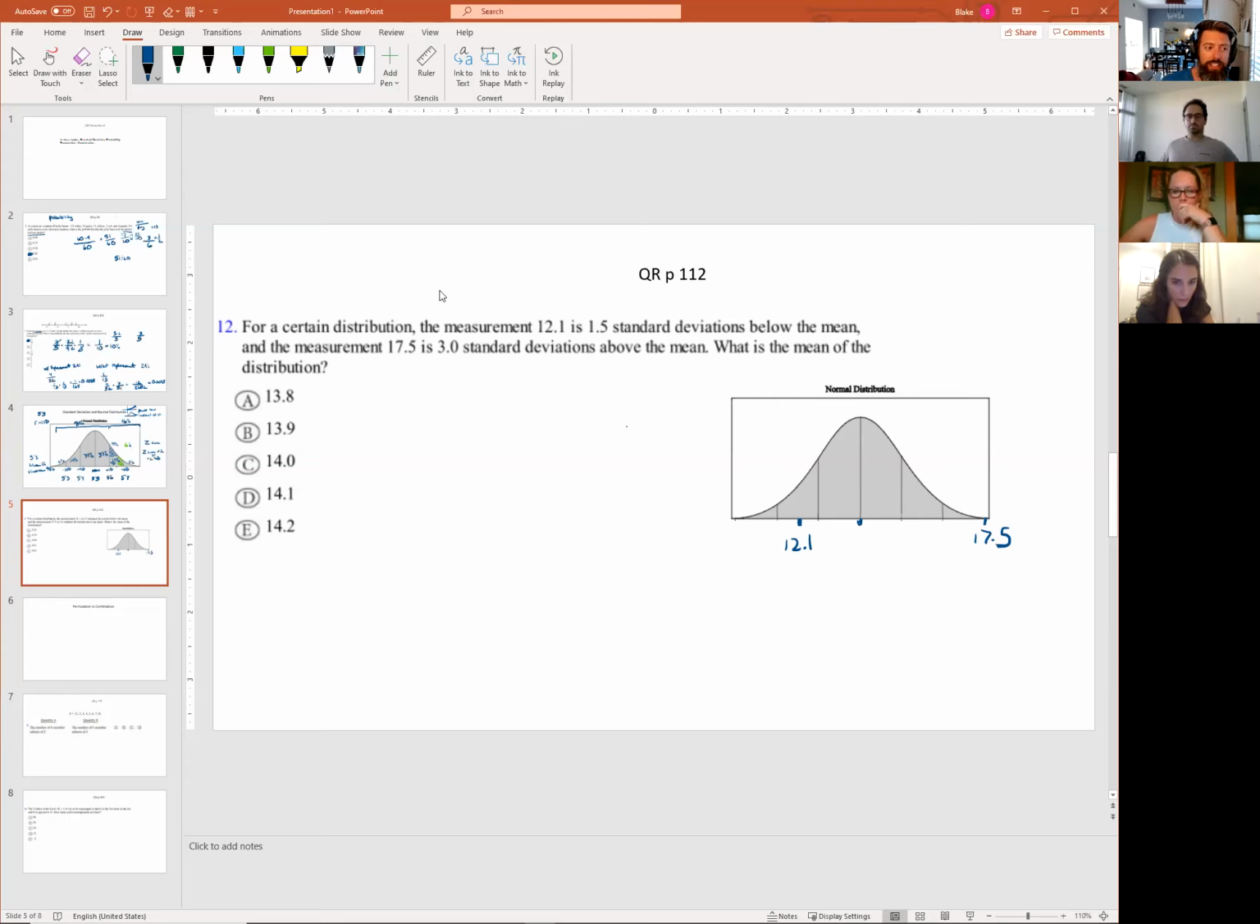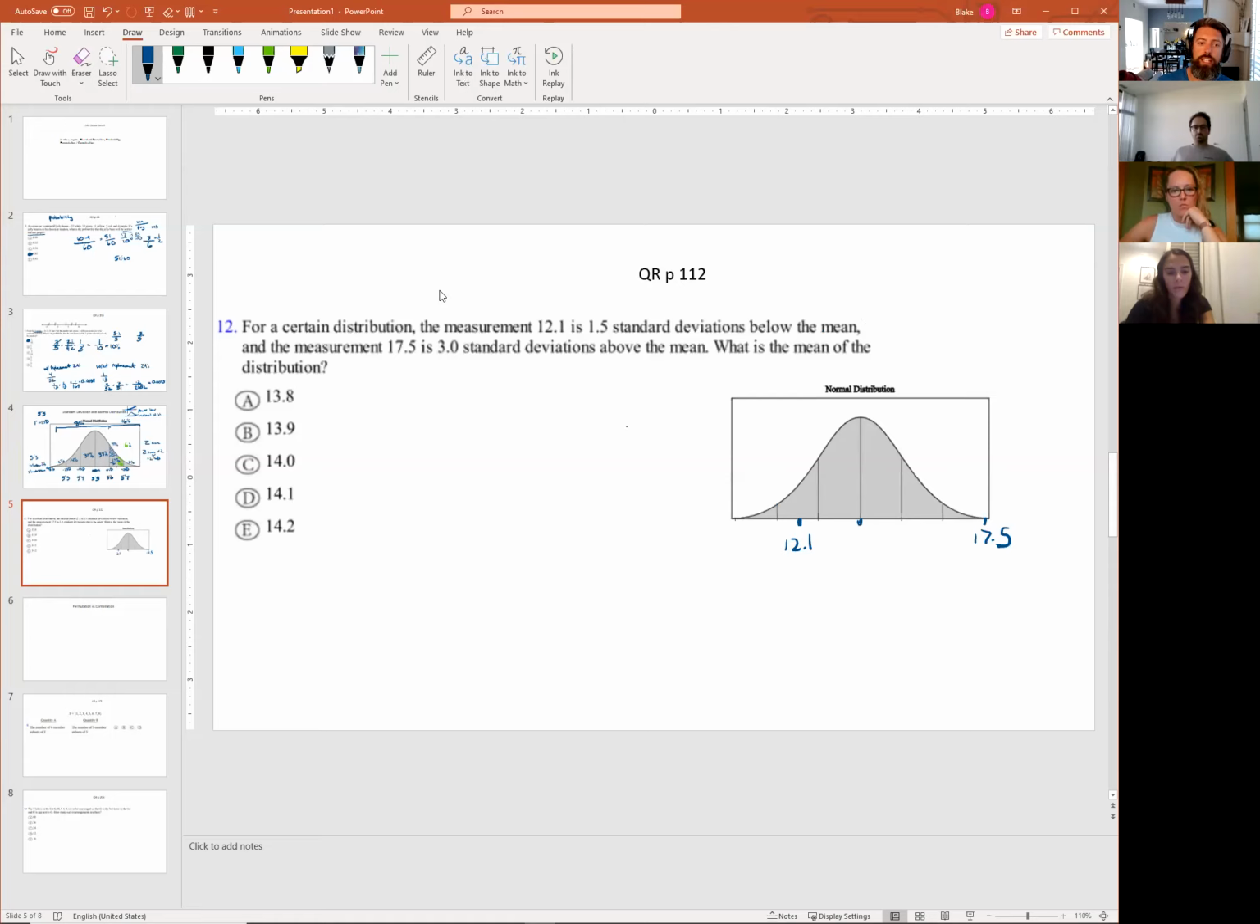So if we're just eyeballing this and we don't even look at these numbers, I think it's pretty clear that something around 14 makes sense, right? Because let's say we're just trying to estimate the midpoint between these two. Well, the midpoint between 12.1 and 17.5 is about 15-ish, right? So that's going to be somewhere like here. So we're definitely going to be below 15. It's going to be something like 14. Okay. So if our numbers are all over the place, then we can kind of eyeball that. But let's figure out exactly what's going on.